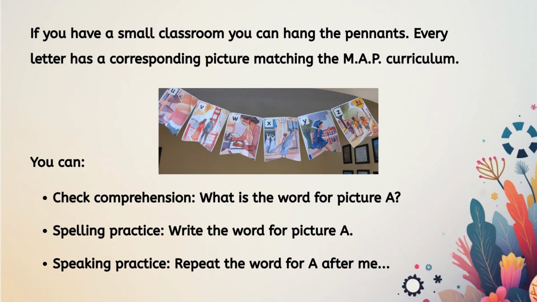The pennants are available in the book, and if you have a small classroom, that may be the way to go. You can check comprehension by simply asking, what is the word for picture A? You can have them get out a paper and say, I want you to write what word is for A, or you can have them practice by repeating and speaking.